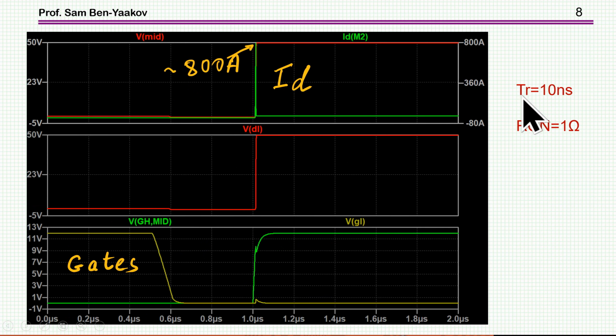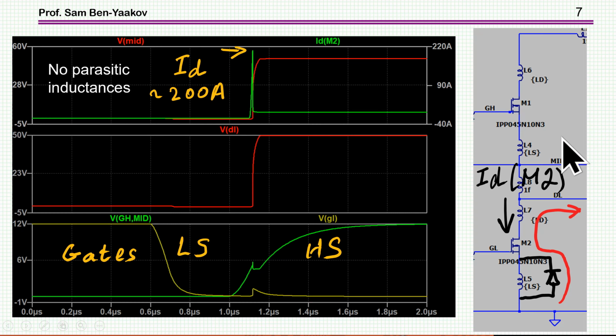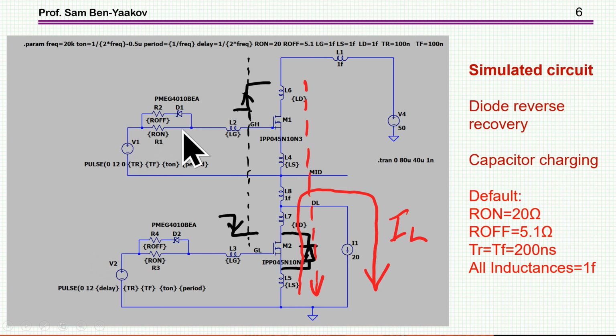Now I've changed the rise time of the drive signal to be 10 nanoseconds instead of 100, and the on resistor to be 1 ohm. That is, it was 20 and now it's 1 ohm. This is the resistor here, R1, for turn on of the gate.